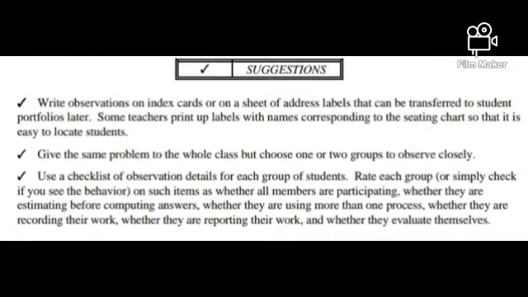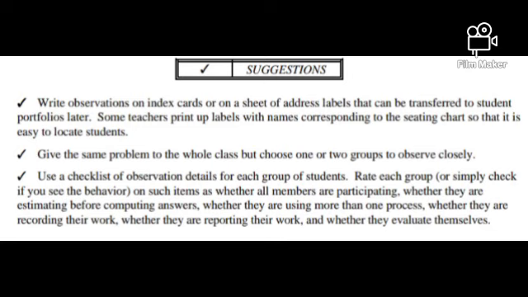These are some of the suggestions for using observation, interviews, and conferences. Number one, write observations on index cards or on a sheet of address labels that can be transferred to student portfolios later. Some teachers print up labels with names corresponding to the seating chart so that it is easy to locate students. Number two, give the same problem to the whole class, but choose one or two groups to observe closely.